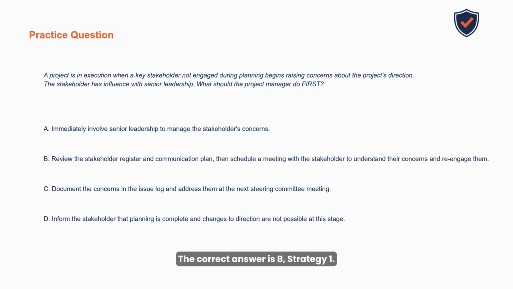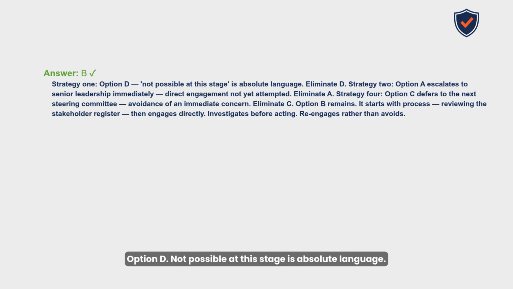The correct answer is B, Strategy 1. Option D, not possible at this stage, is absolute language. Eliminate D. Strategy 2. Option A, escalates to senior leadership immediately. Direct engagement not yet attempted. Eliminate A. Strategy 4. Option C, defers to the next steering committee. Avoidance of an immediate concern. Eliminate C. Option B remains.